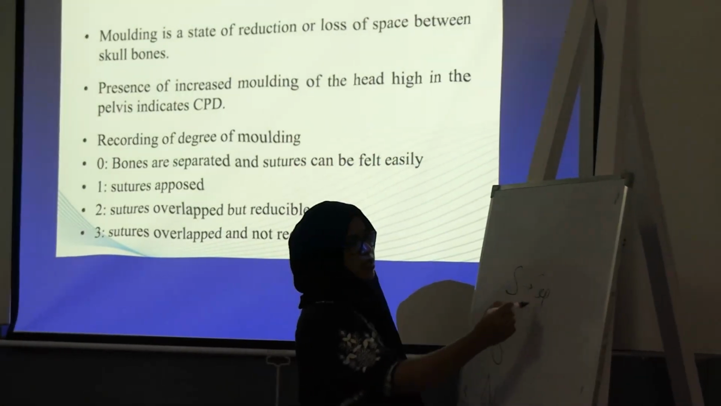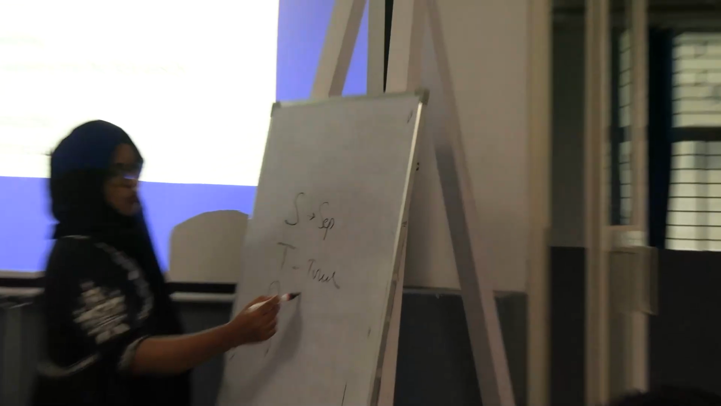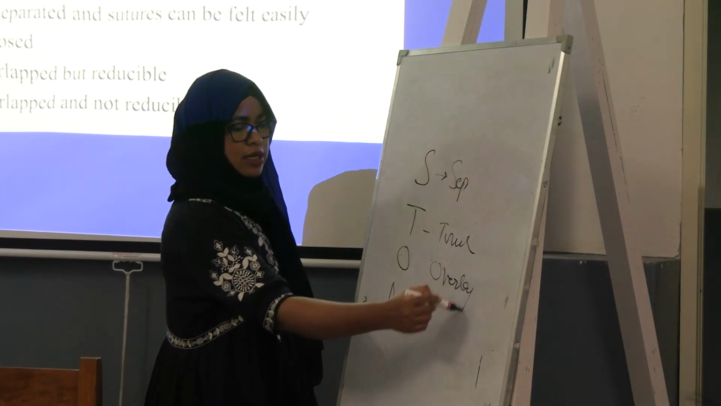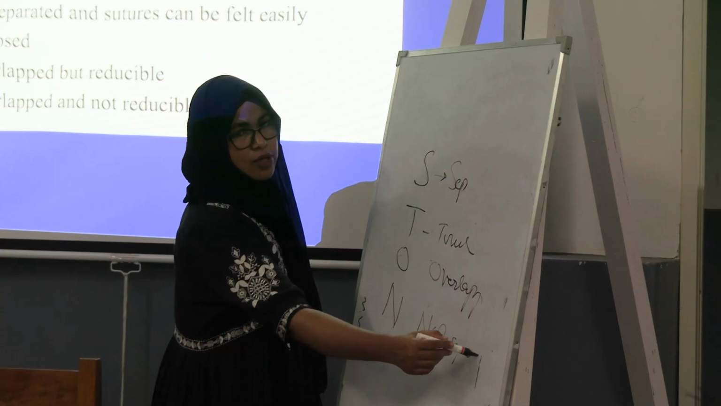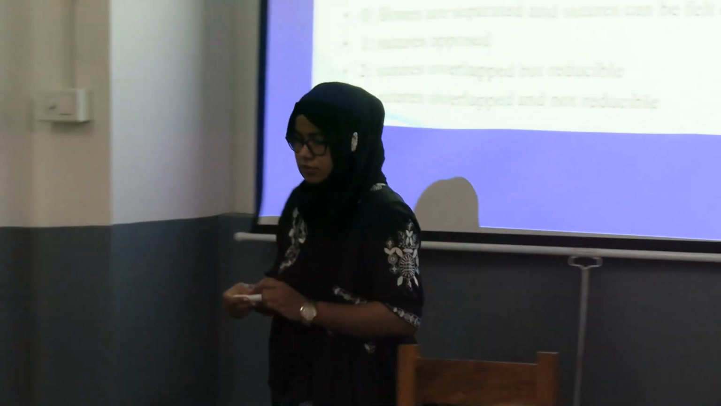grade 3. So here, bones are separated and sutures can be easily felt. Sutures are opposed, sutures overlapping but reducible, sutures overlapping not reducible. Okay, so there is a mnemonic for this: STON. S means separated, T means just touching, O means overlapping but separable, N means cannot be separated. Okay, this is 0, plus 1, plus 2, plus 3 grading.